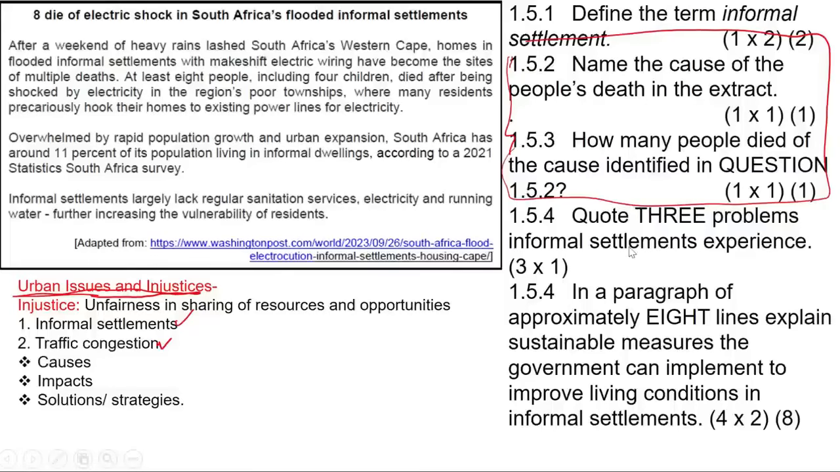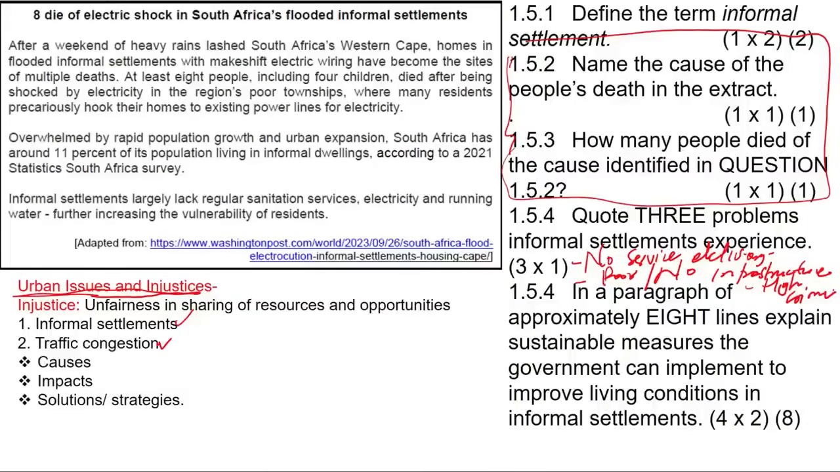It's very important for you to know the challenges facing people living in informal settlements. Number one, there is no service delivery in informal settlements. Number two, poor or no infrastructure. Again, there is a high crime rate. Why a high crime rate? Because of the reason why people live in informal settlements.